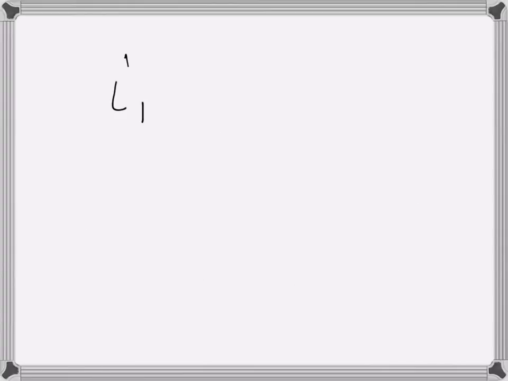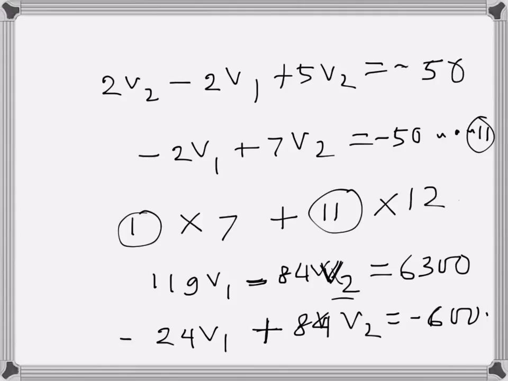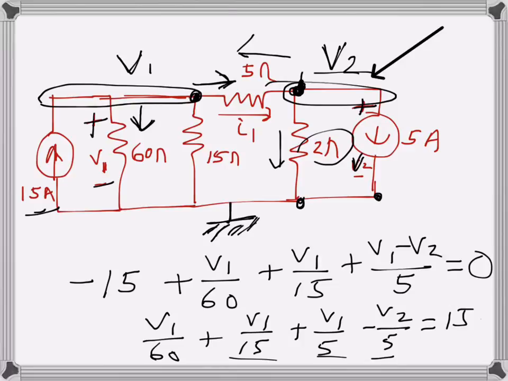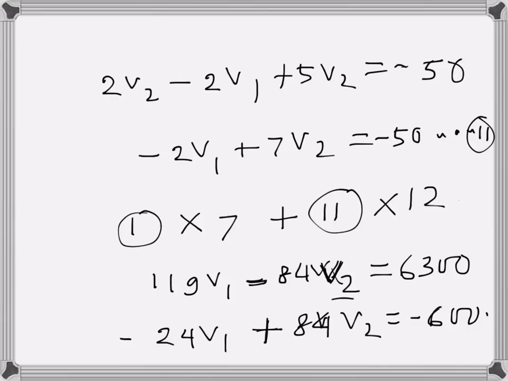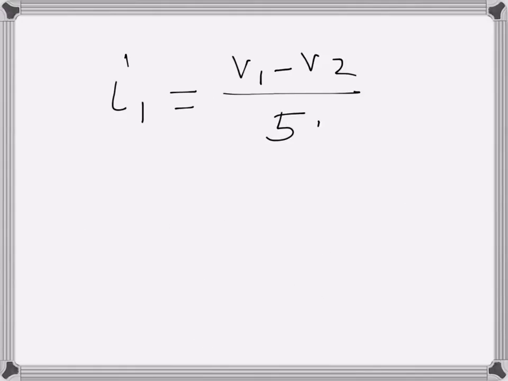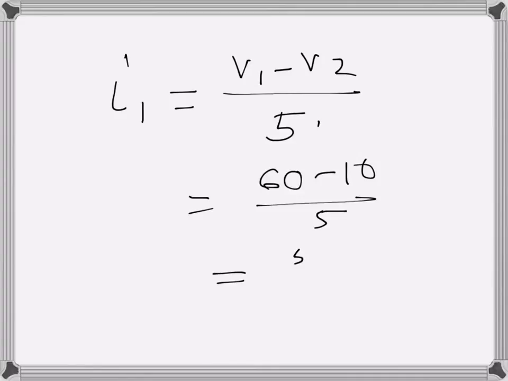Finally I have to find I1, so that is V1 minus V2 over 5. It is V1 minus V2 because the direction of the current, if we remember, is in this direction, which means V1 is at a higher potential. So this is 60 minus 10 over 5, so that's 50 over 5, which is 10 amps finally. So these are the three quantities. This video has been long, but most of this is actually the calculation. So yeah.